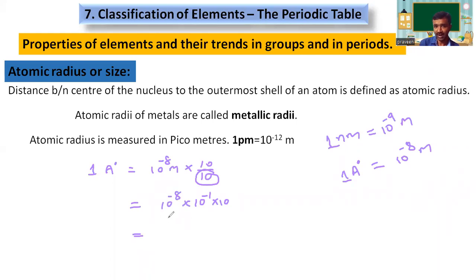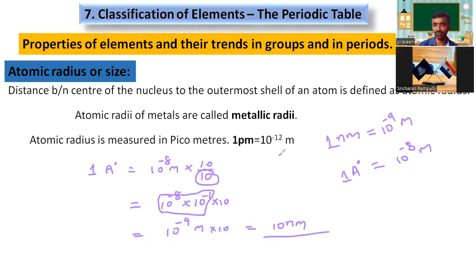Now what I am doing here is adding these negative powers. 10 to the power of minus 8 and 10 power minus 1 added together, we get minus 9 meters, into 10. So 10 into 10 to the power of minus 9 is taken as nano. So 1 angstrom is equal to 10 nanometers. Are you clear about this value conversion, converting angstrom units into nanometers?